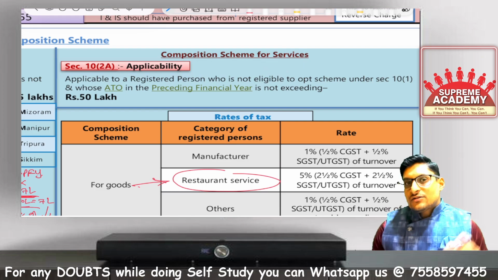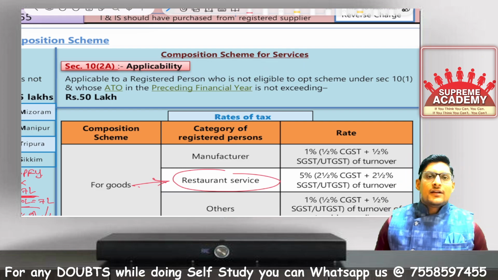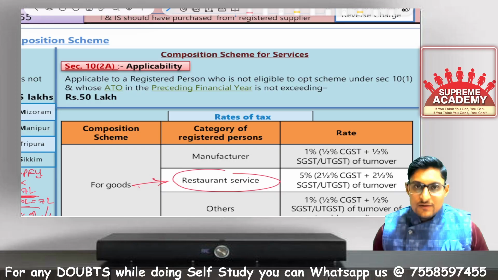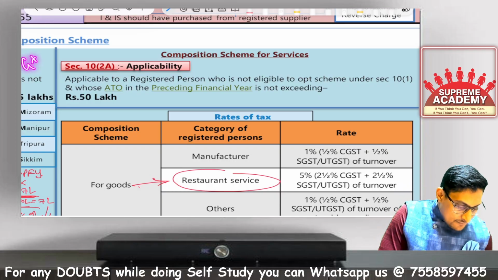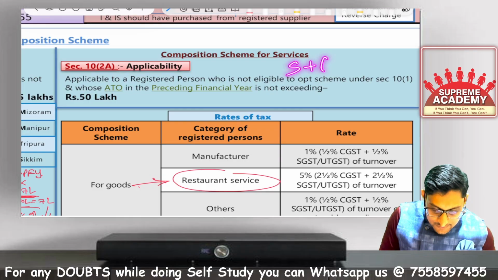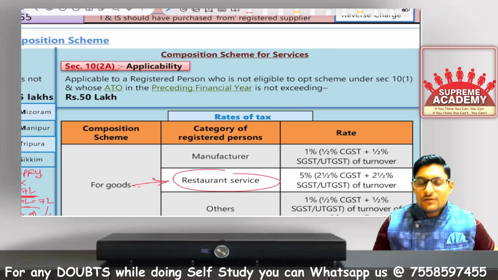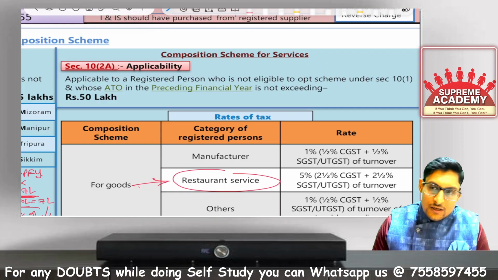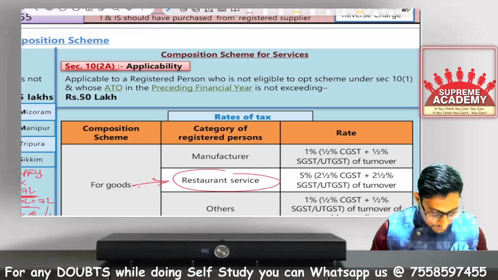Now, in case of goods under section 10.1, there was a limit on marginal supply of service. Say goods plus service, there was a limit on service. Now here when you are supplying service plus goods, is there any limit on goods? There is no limit on goods.